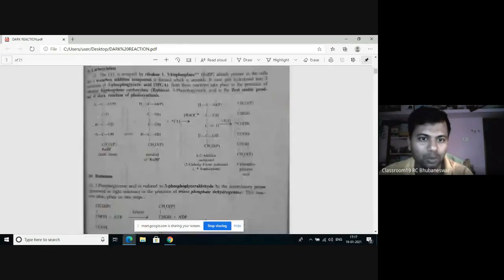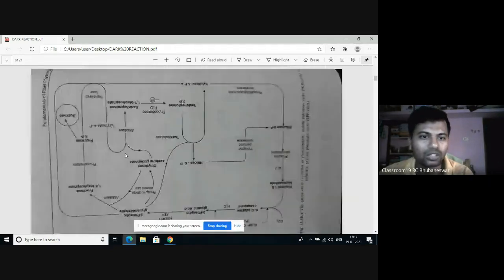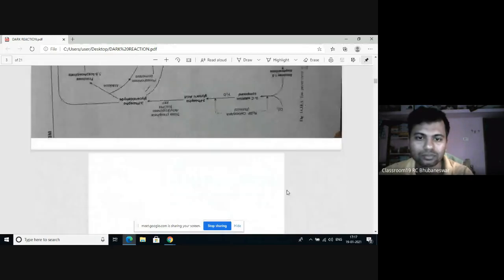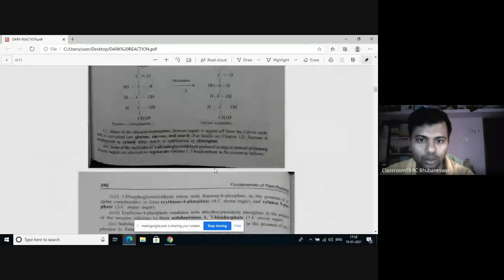This is the step of carboxylation. This is RuBP, carbon dioxide, forming two molecules of 3-phosphoglyceric acid. All these are the phases of reduction. It is not possible to discuss everything. This is the Calvin cycle. The light reaction itself is a 2 to 3 class topic.